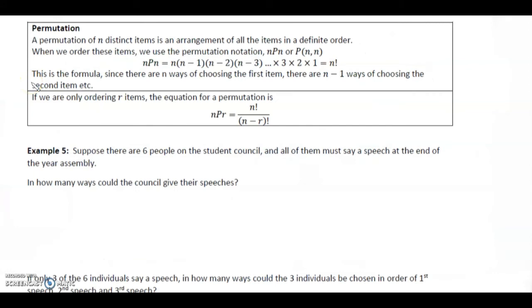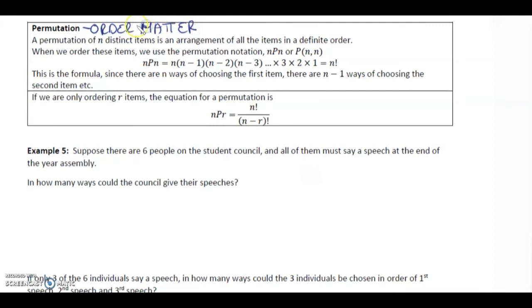Okay, so we're going to talk about permutations. A permutation of n distinct items is the arrangement of all the items in a definite order. Okay, so this is when order matters. So permutation, order matters. It's not just a group of people or a group of items.